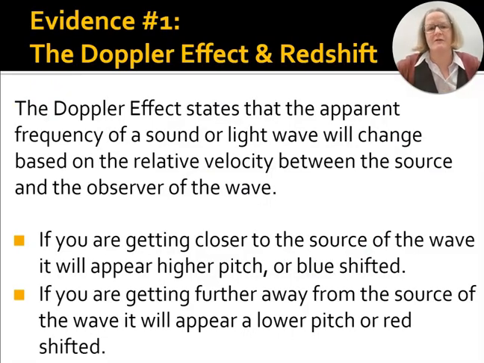So our first piece of evidence that we're going to consider is where we link something called the Doppler effect and redshift. So the Doppler effect states that the observed or apparent frequency of sound will change based on the velocity between the source and the observer. And similarly, light frequency will change based on the source and the observer. So if you're getting closer to a source of energy like sound or light, then sound will appear higher pitched and light will appear blue shifted. And if you're getting further away, then the sound will appear lower pitched or the light will appear red shifted.